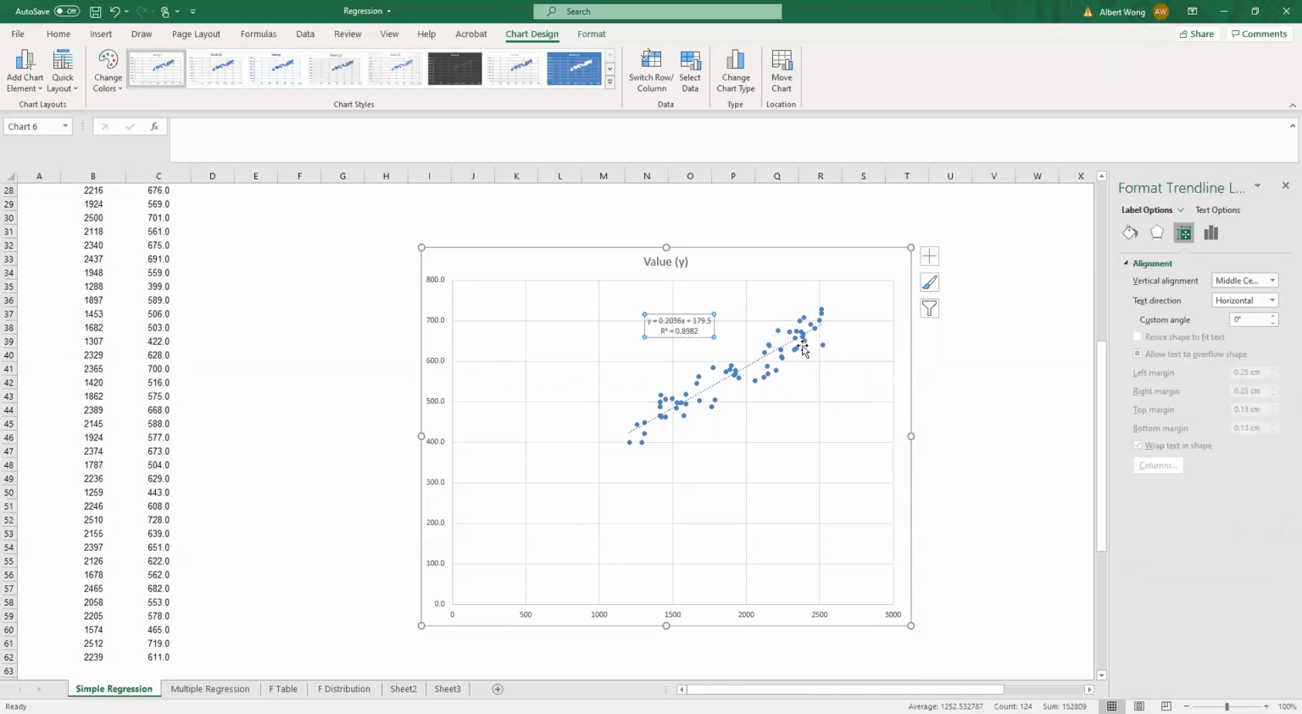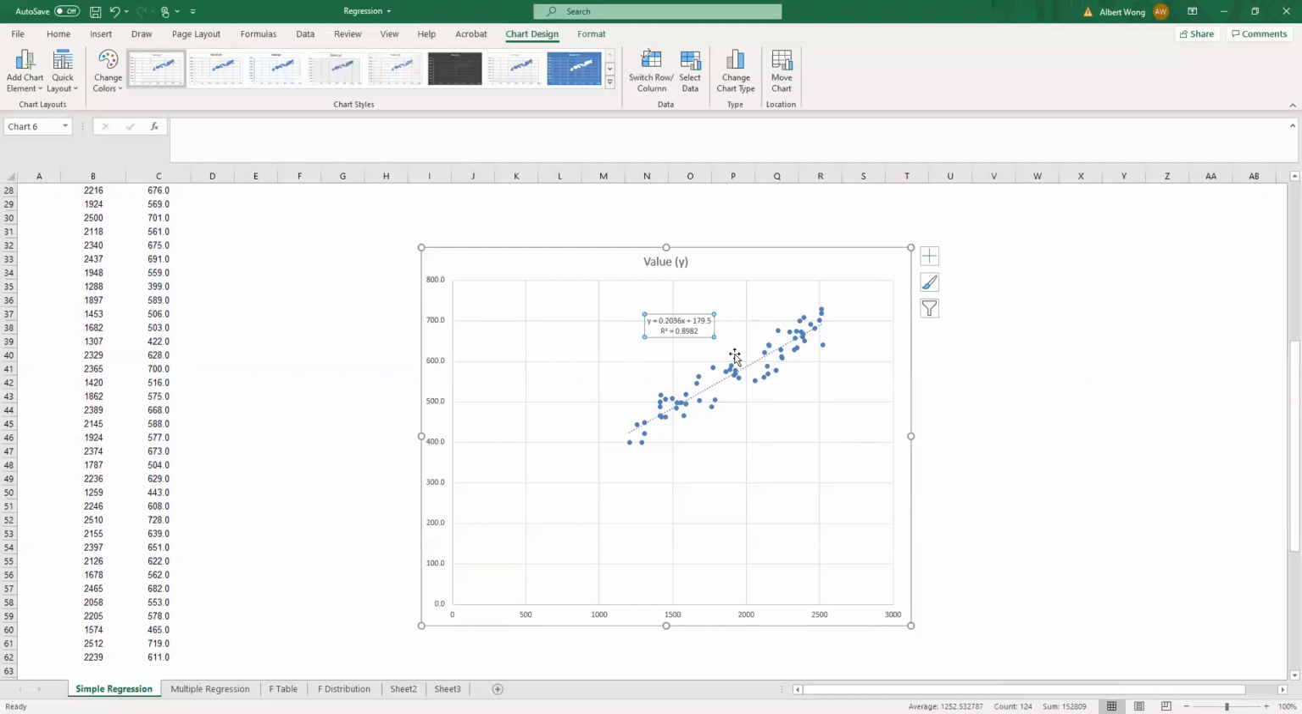So by doing that, you can now see how close these points are scattered around this trendline. The more closely they are to the trendline, the stronger the relationship. That means the better we can predict the relationship between X and Y. So in this particular case, the relationship is not bad. It's not that strong, but it's strong enough.